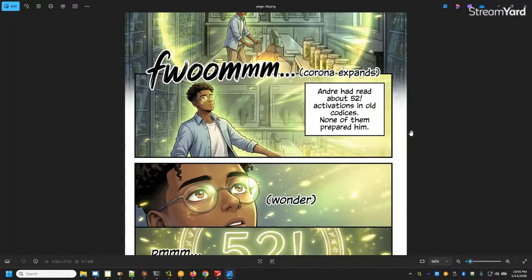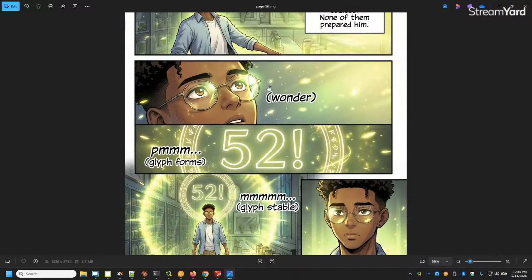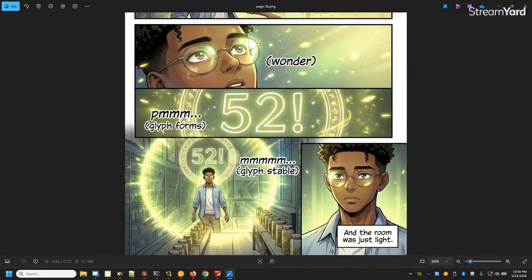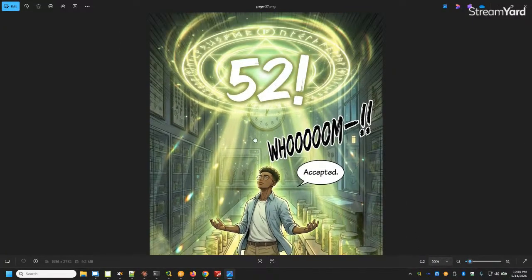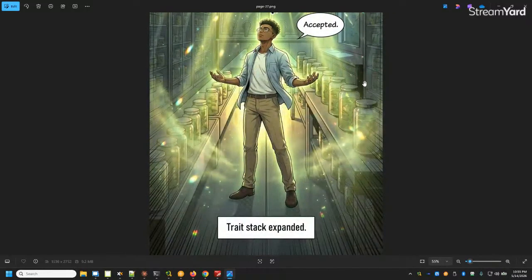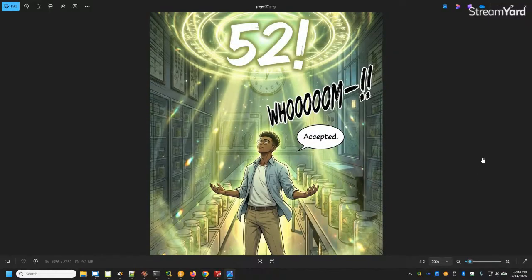Andre read about 52 factorial activations and old codices. No, you didn't. No, you didn't, because this is new. None of them prepared him. 52 factorial. Again, I love the lighting special effects, especially the reflections and stuff like that. That is awesome. All of that was generated from prompts from Opus 47 and GPT 55. Okay. Trait stack expanded.